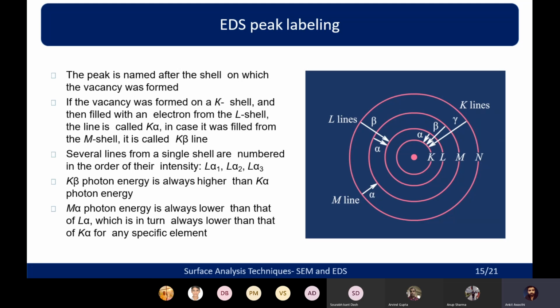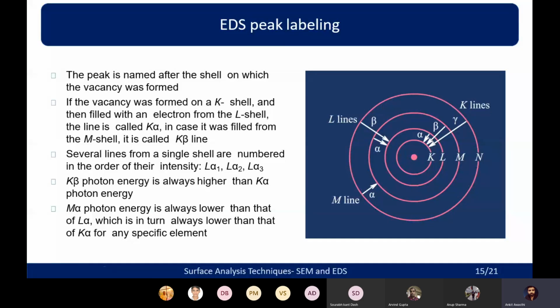Similarly, if the electron is knocked off from the L shell, and its vacancy is filled from the M shell, then we say that this is L alpha one. And if it is filled by an N shell electron, then we call it L beta.